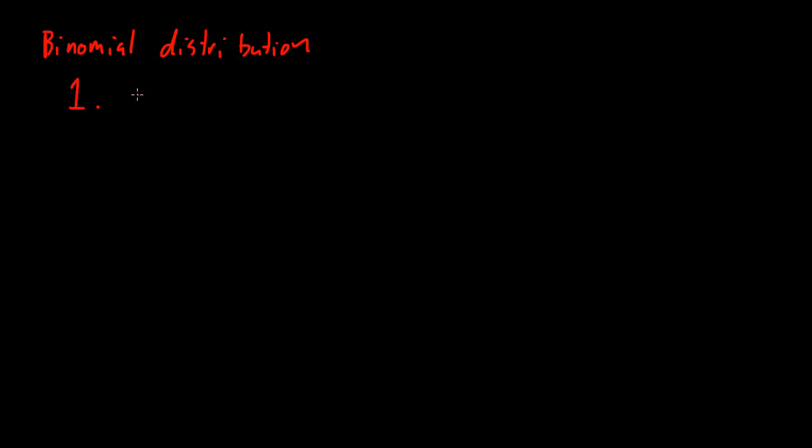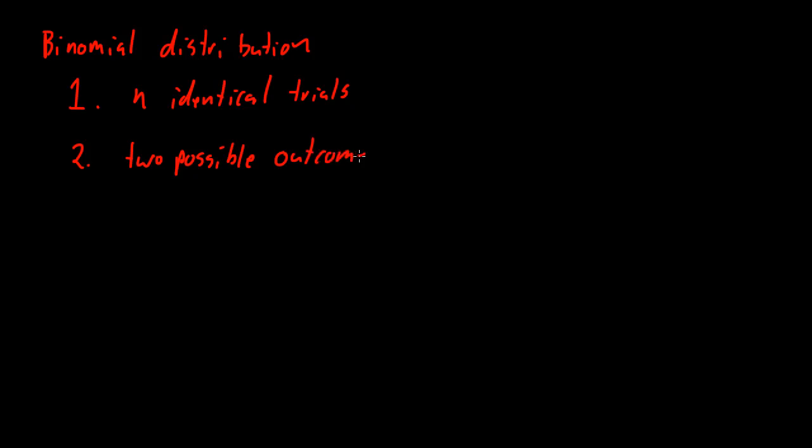So our first characteristic is n identical trials. The second characteristic is that there are only 2 possible outcomes for each trial, and we will denote one outcome as an S for a success and the other as an F for a failure. So 2 is 2 possible outcomes, and we have S for success and F for failure.